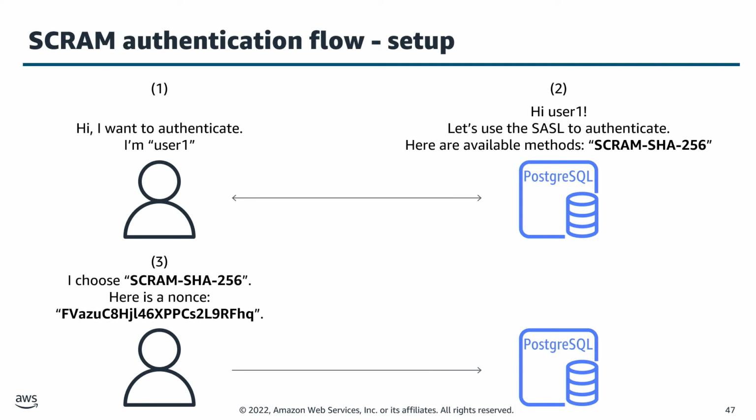So how does the authentication work? First you say, hey, I want to authenticate. Postgres goes back and says, cool, we're going to use SASL, which is a standard for exchanging authentication information, and specifically we're going to use SCRAM. So the user says, great, we're going to SCRAM, and here's my nonce. This is the client nonce.